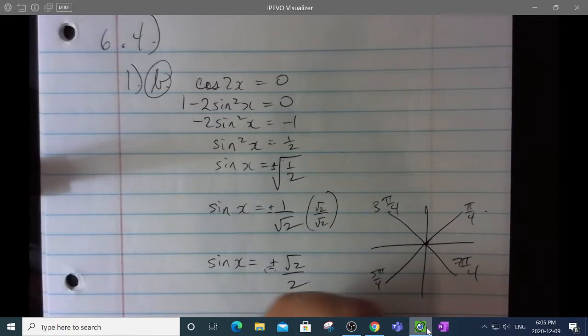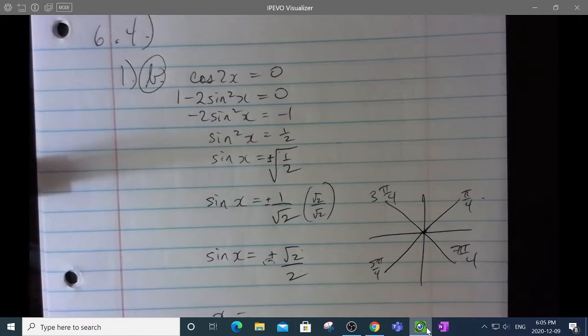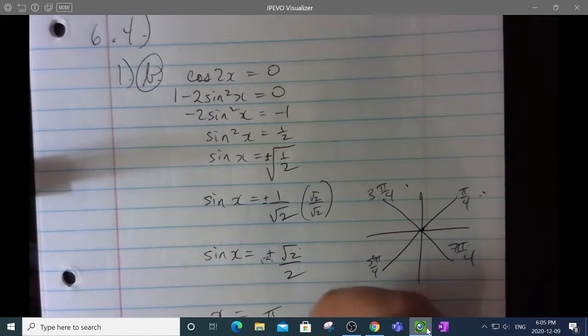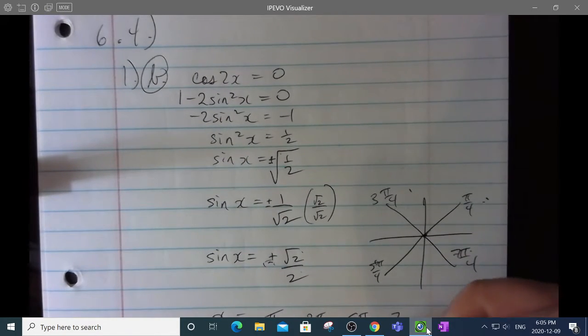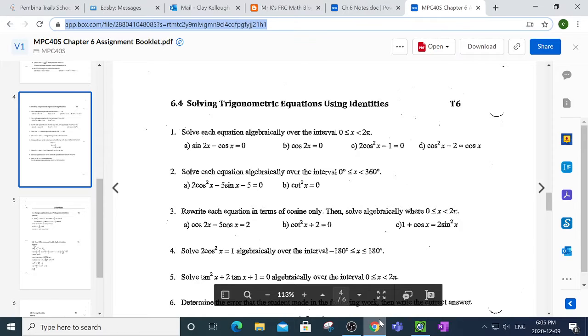So the final answer is that x could be, sine of x is these numbers, root 2 over 2 and negative root 2 over 2, at 4 different places: pi by 4, 3 pi by 4, 5 pi by 4, and 7 pi by 4. Okay, so that's 1b. And you also wanted to see 1c. All right, what's 1c look like?